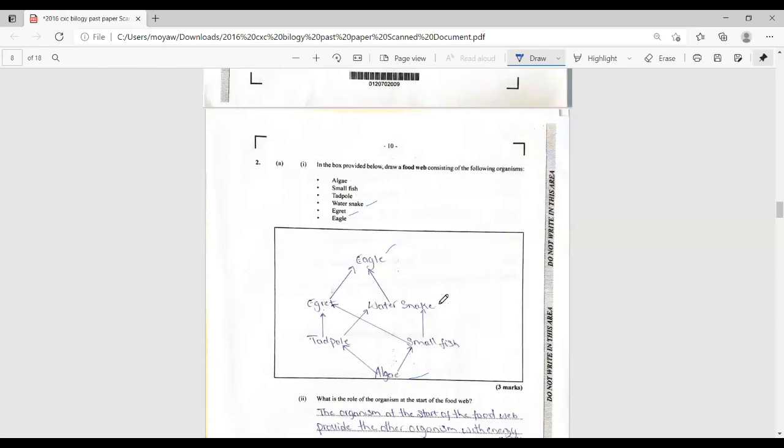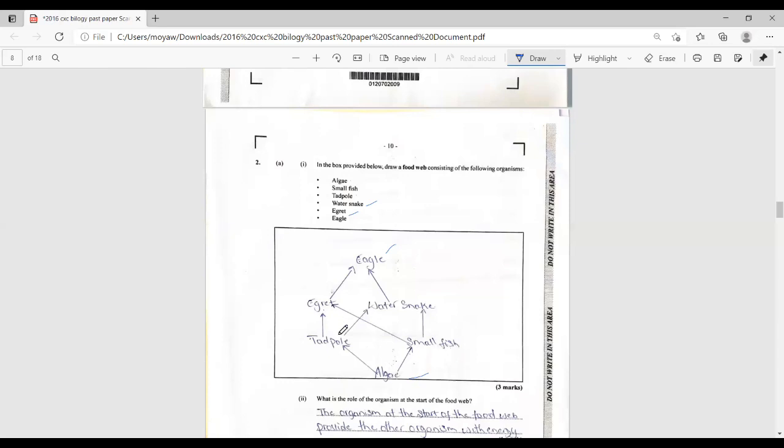So now I put them in the same trophic level. So we have the egret, because the egret can eat the tadpole. Definitely remember, egrets are the white birds that normally perch on top of the water to eat fish, and the egret can also eat the small fish.